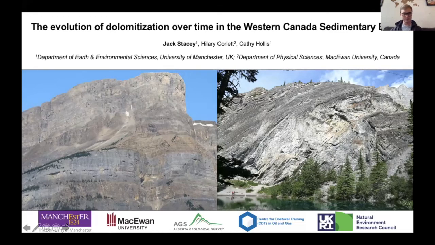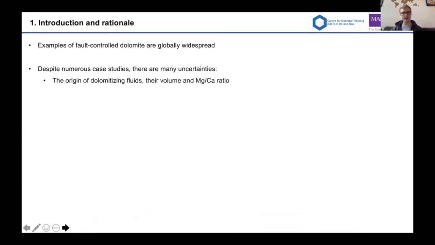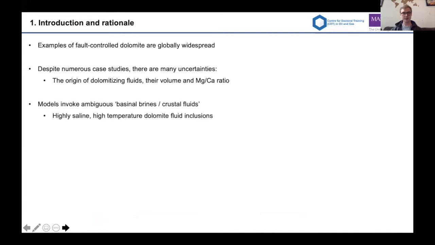So first of all, what is hydrothermal dolomitization? There are examples of it found across the globe. But despite numerous case studies, there are many uncertainties: the origin of dolomitizing fluids, their volume, and also magnesium-calcium ratio.